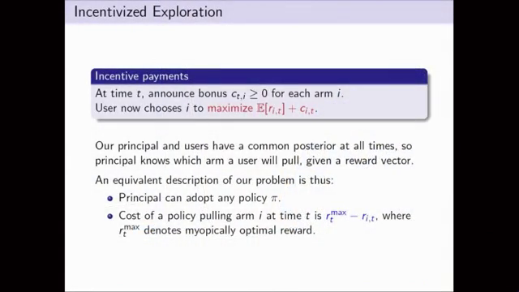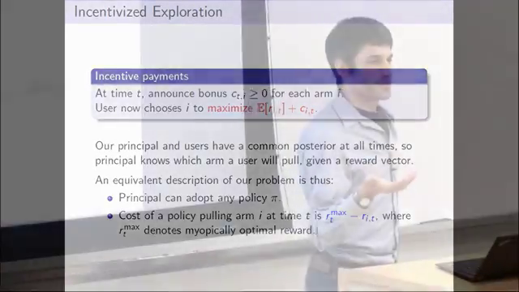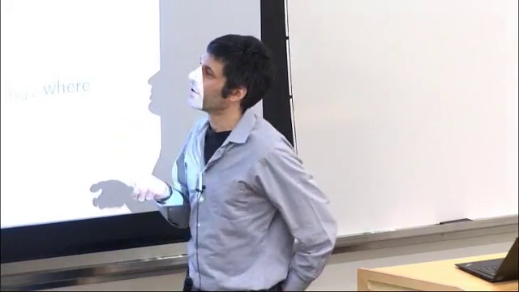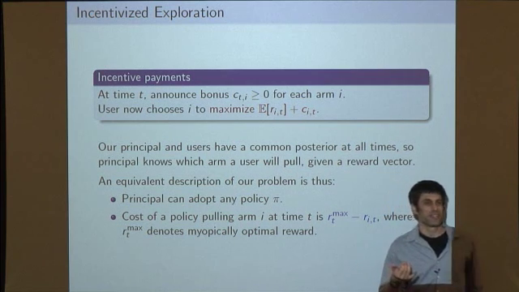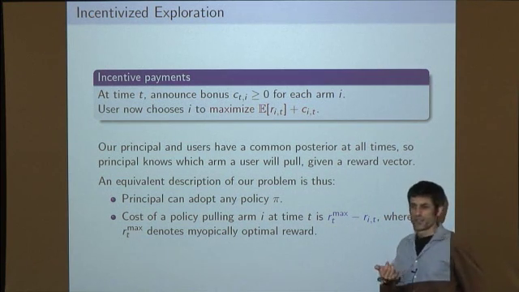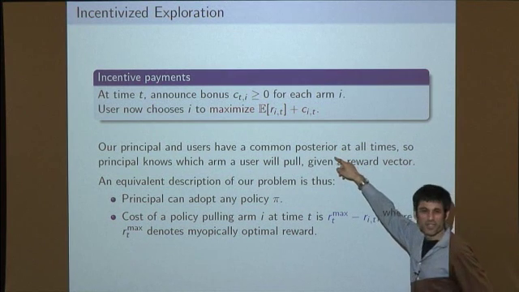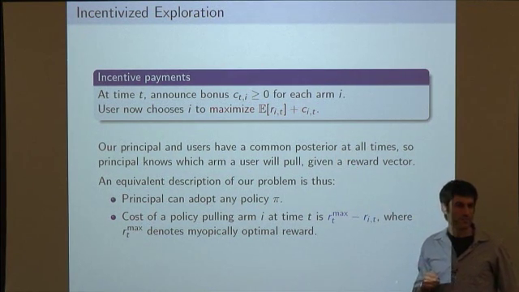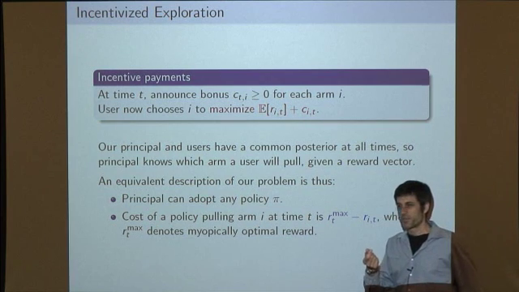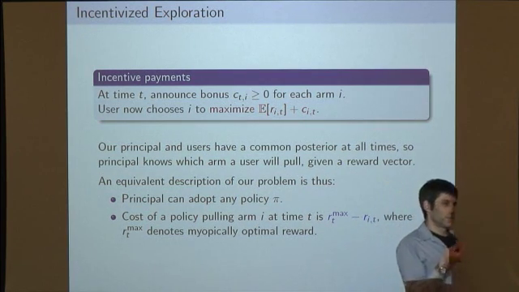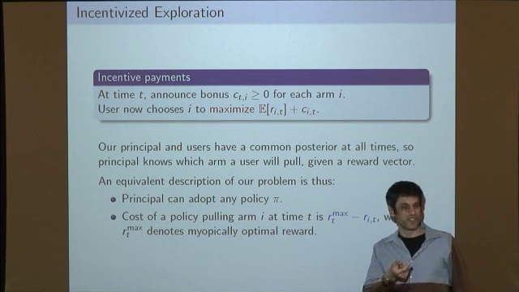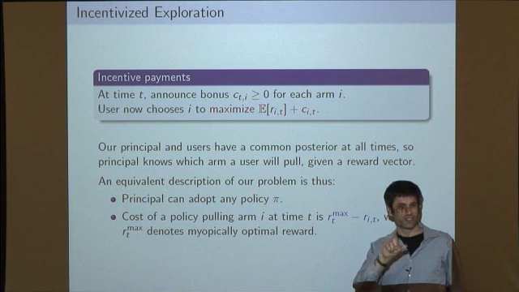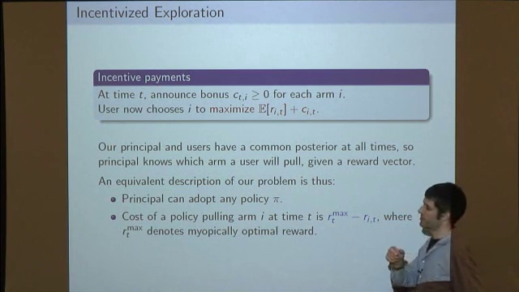Now, in my model, where we have this publicly observable log file of every transaction that's ever taken place, if the principal and the users are correctly doing Bayesian updates on the evidence in that log file, they will always have the same posterior beliefs about the arms at all points in time. Which means that if I'm a principal trying to get somebody to pull arm I instead of arm J, I know exactly how much bonus I need to pay them to bridge the difference in expected rewards between those two alternatives.